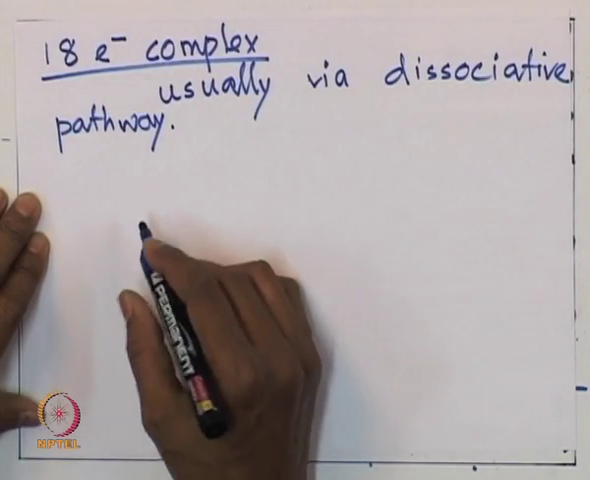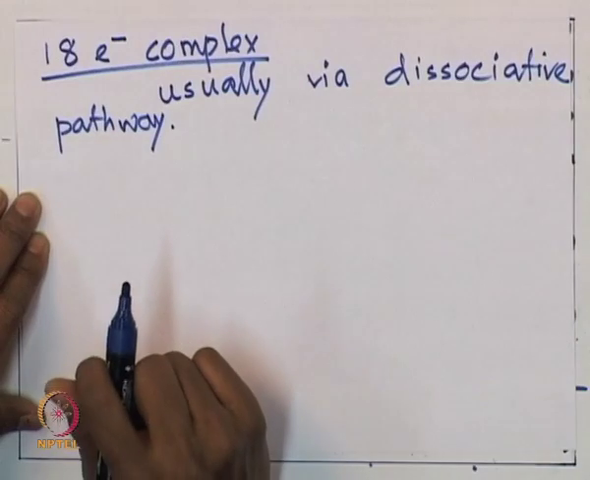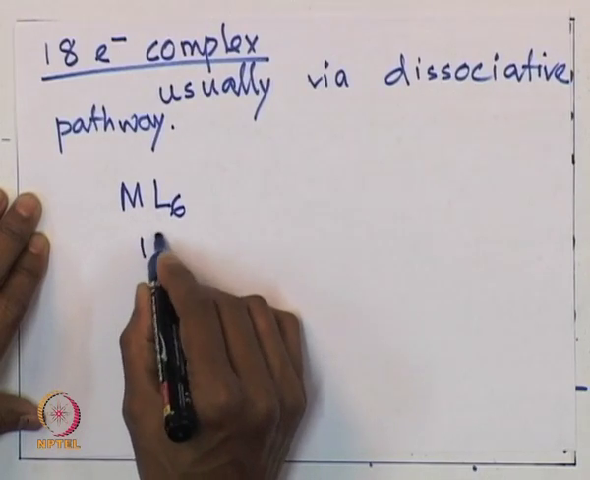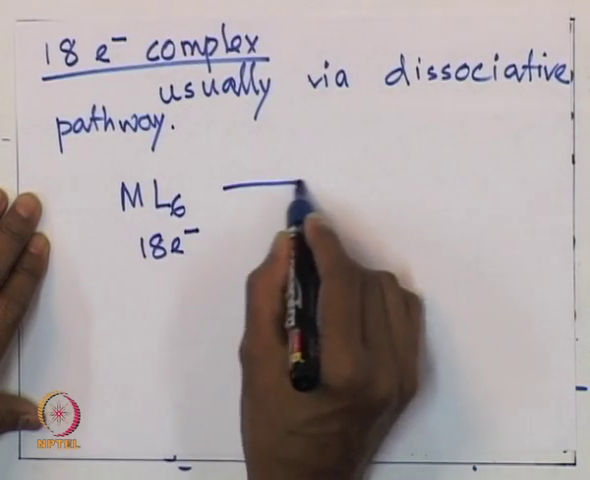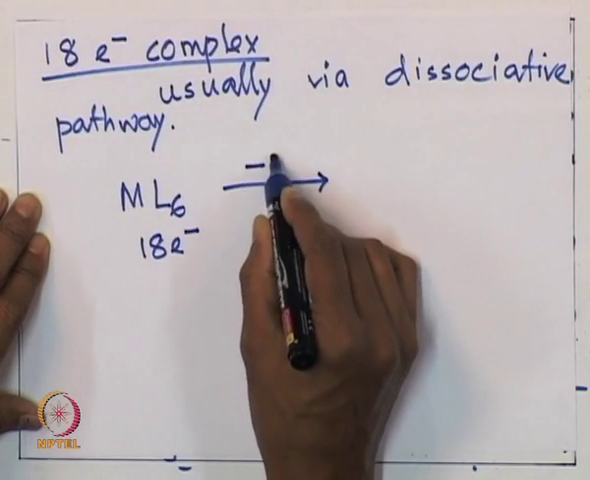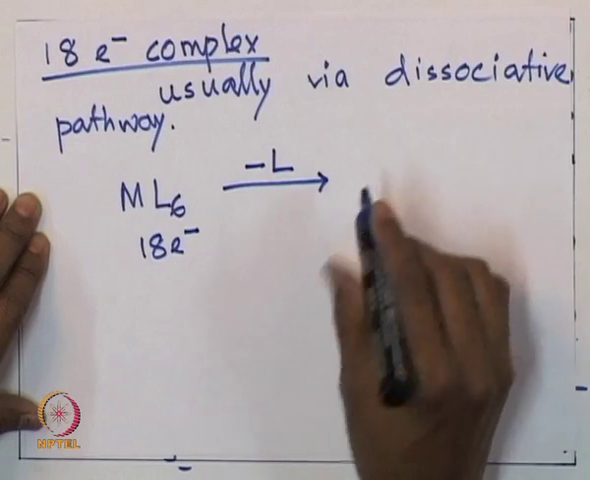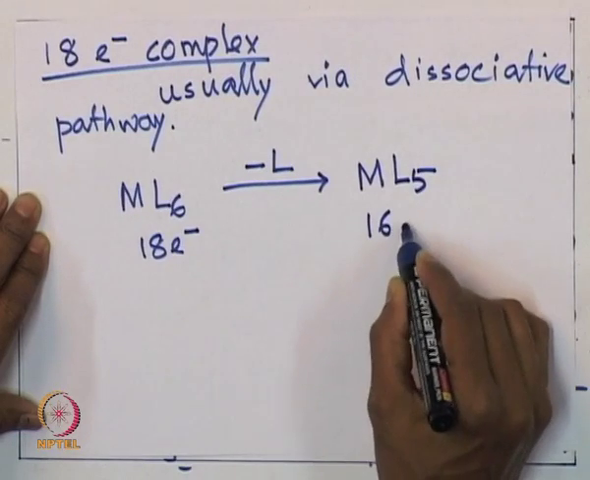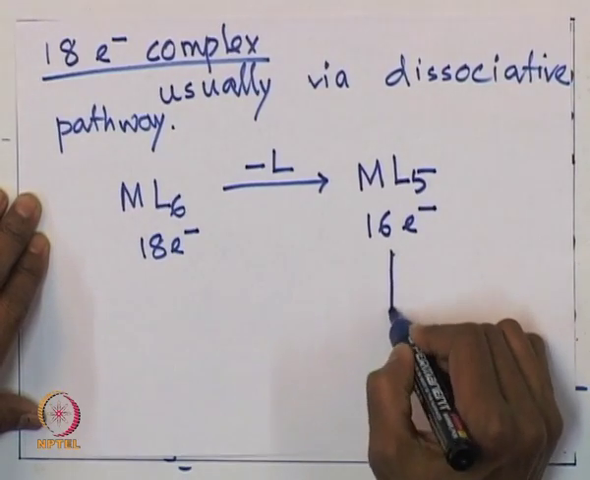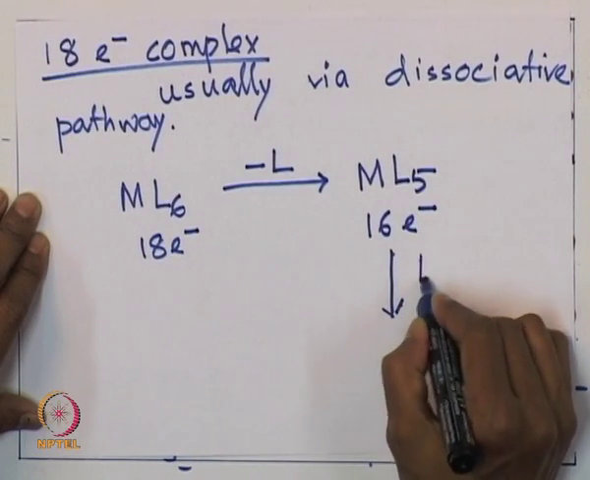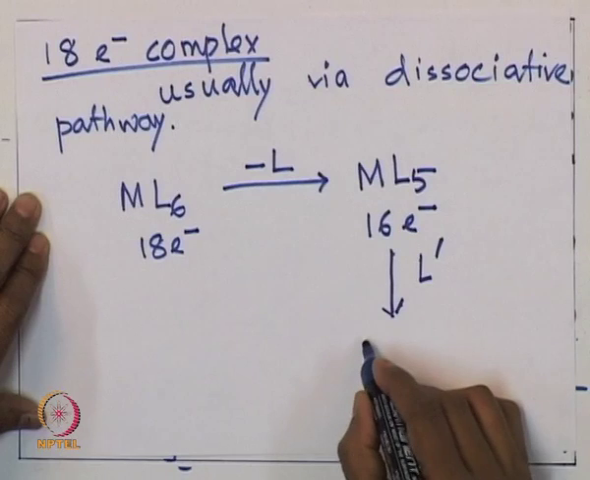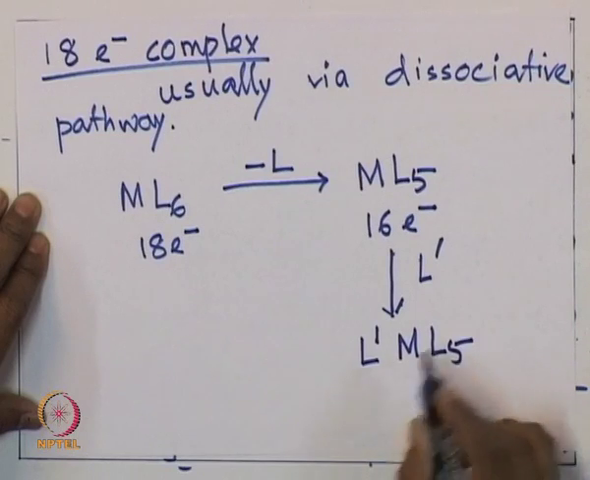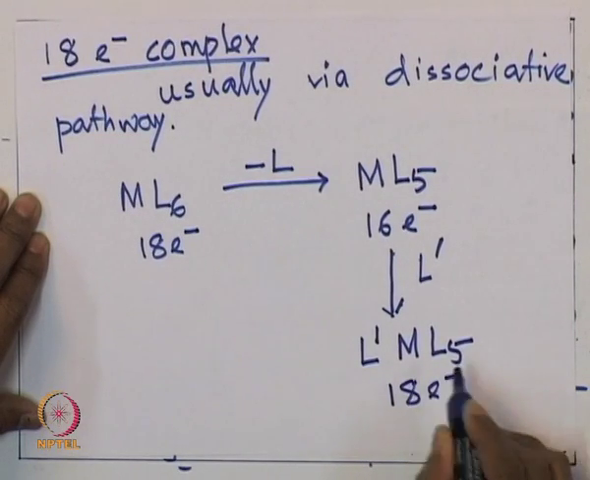Now, for example, over here, if you have a complex ML6, that is an 18 electron complex, and you try to do the dissociation of the ligand, this ligand dissociation will give you ML5. The 18 electron complex will go to a 16 electron complex. Subsequently, you will see another new ligand L prime can get associated with it to give you L prime ML5. Once again, this is an 18 electron complex.